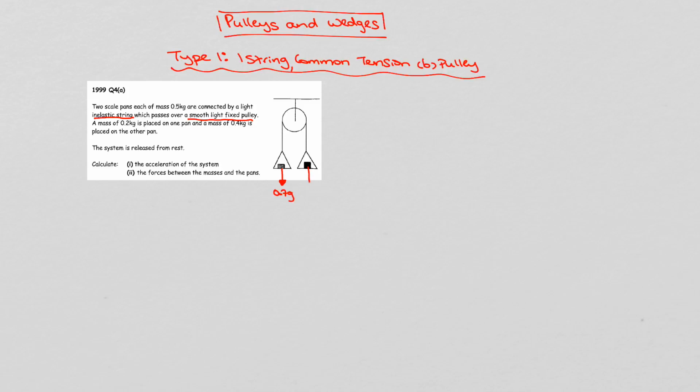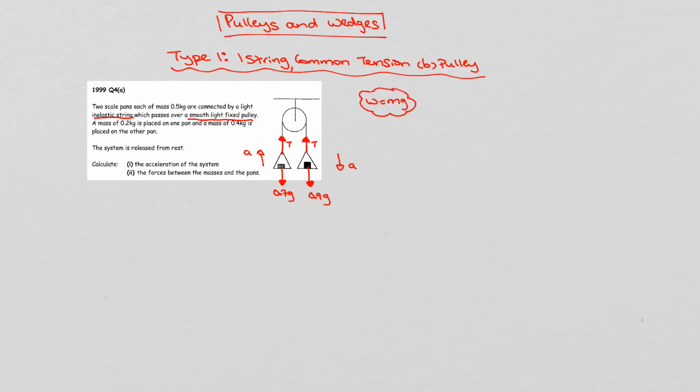And the weight of the second pan is then going to be 0.4 plus 0.5, which is 0.9 kg. So therefore the weight would be 0.9 g, so again, mass times gravity. We just remember that weight is equal to mass times gravity. So we would expect the heavier one to accelerate down and the lighter one to accelerate up because they're connected by that common string, and because it's a common string they will have a common tension, and tension always acts away from the object.